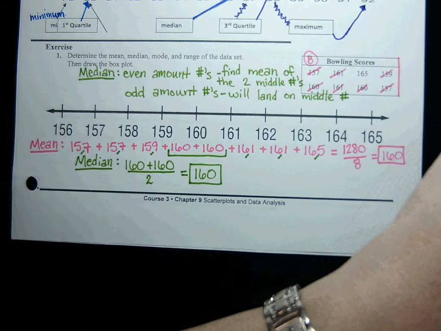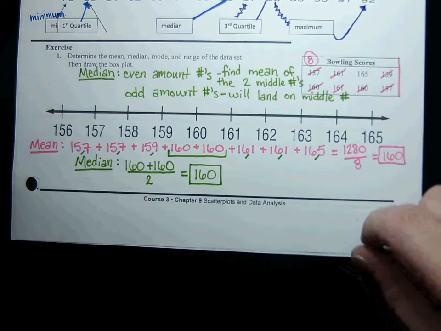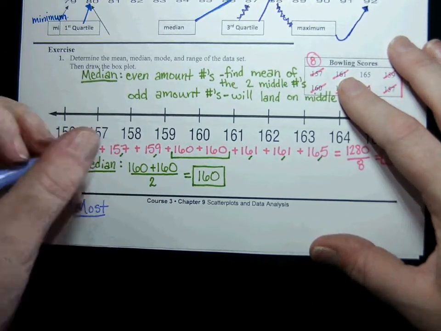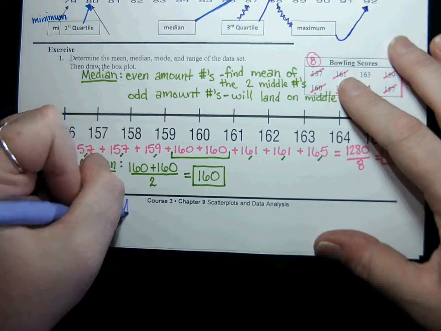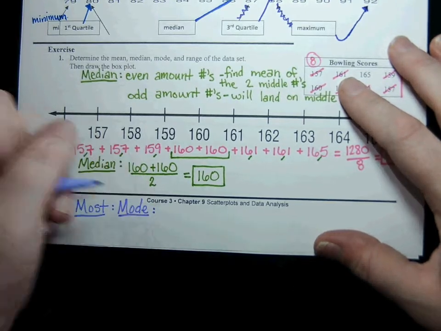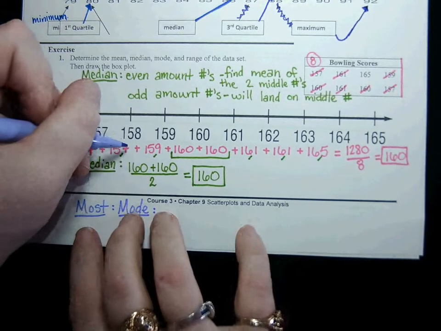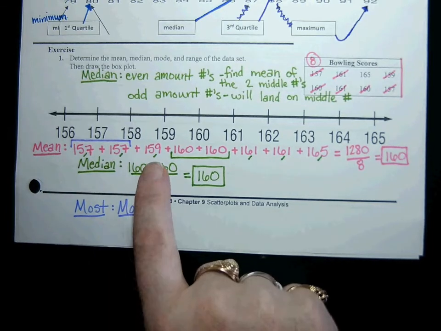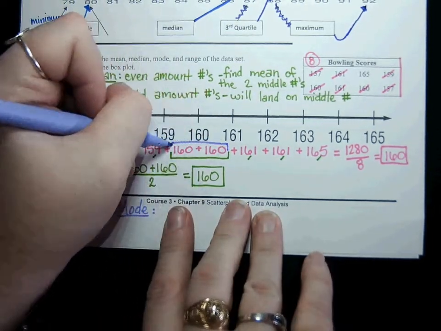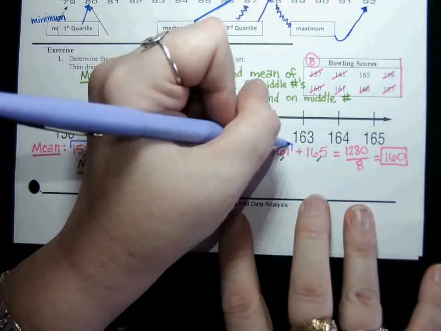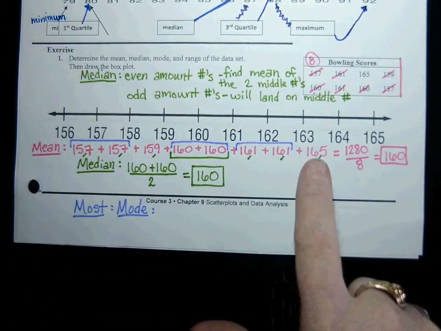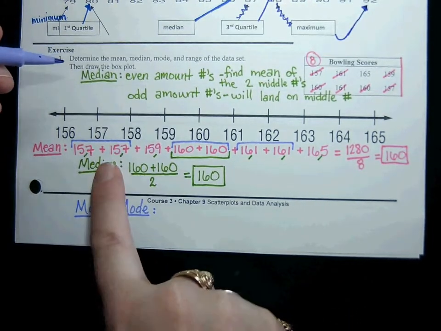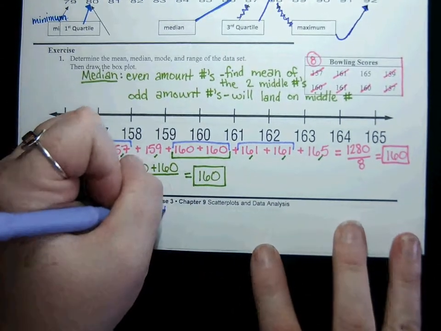Okay? Your mode is your most often occurring number. And so if I look at my numbers, I have 157 listed twice, so I'm going to put brackets around the top. 159 is once, 160 is twice, 161 is twice, and 165 is once. Therefore, I have 3 modes that are occurring 2 times each, 157, 160, and 161.